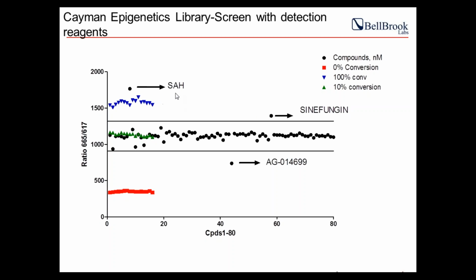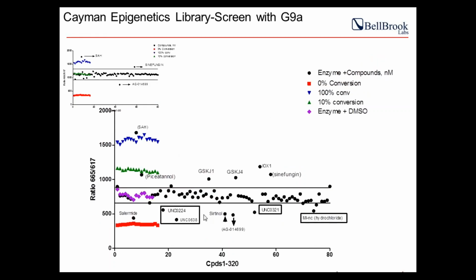Of course, this is an SAH assay, so this was no surprise at all, and neither was sinefungin. But this compound, AG014699, caused a decrease in ratio. So this is like an interference assay, and here are all the controls. And then we ran the screen through G9A enzyme. And just for reference, I have just the detection reagents up there.